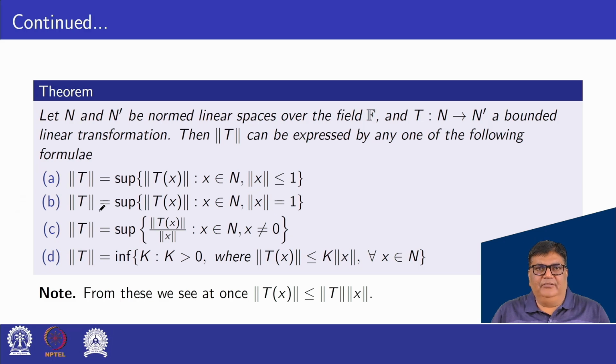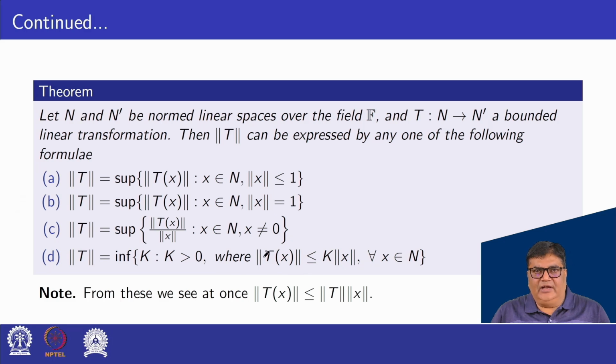Second, norm T is equal to supremum of norm Tx such that x belonging to N and norm x is equal to 1. Third, norm T is equal to supremum of norm Tx upon norm x such that x belonging to N, x not equal to 0. And fourth, norm of T is equal to infimum of k, k positive, where norm of Tx is less than or equal to k norm x for all x belonging to N.